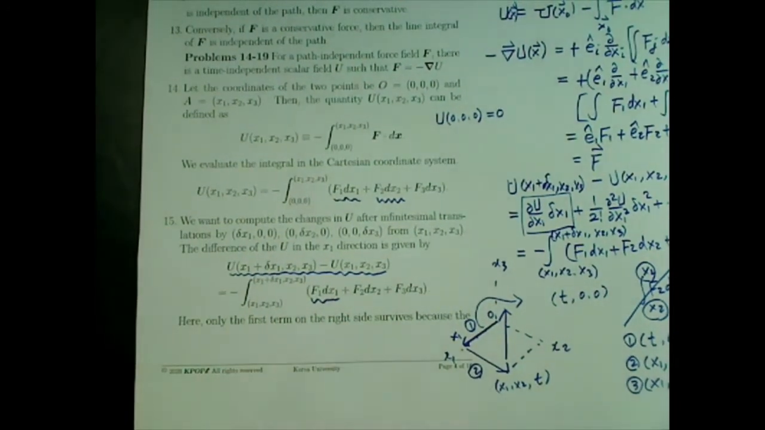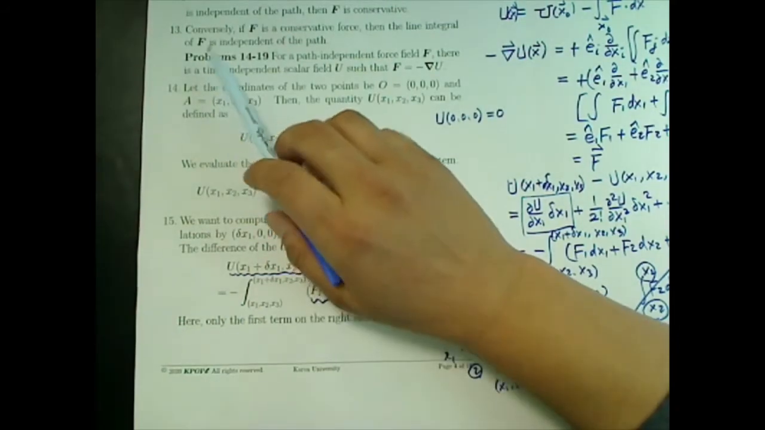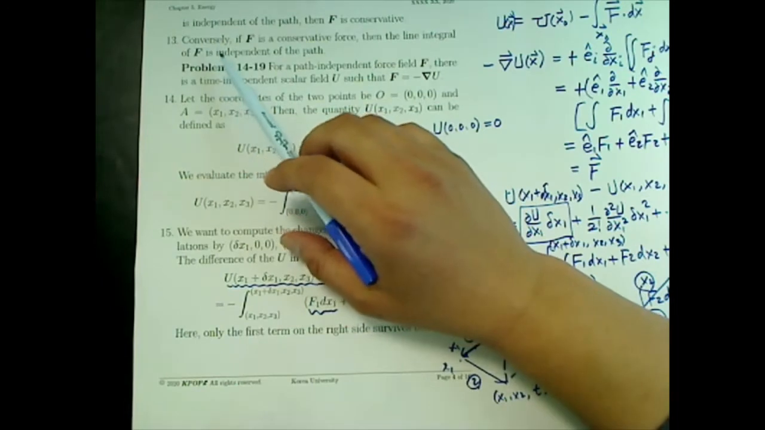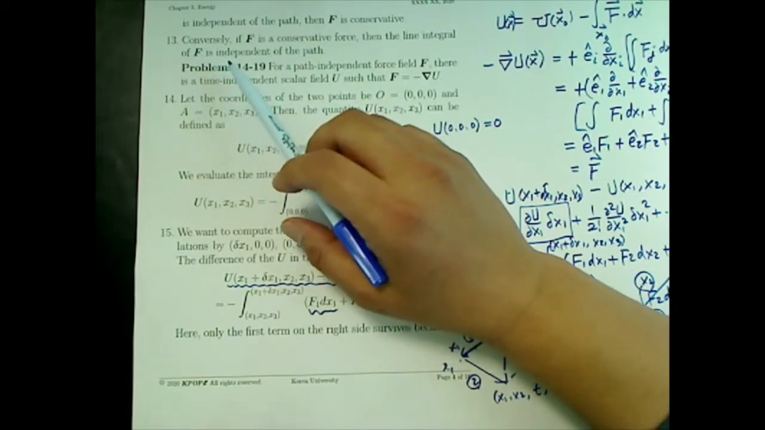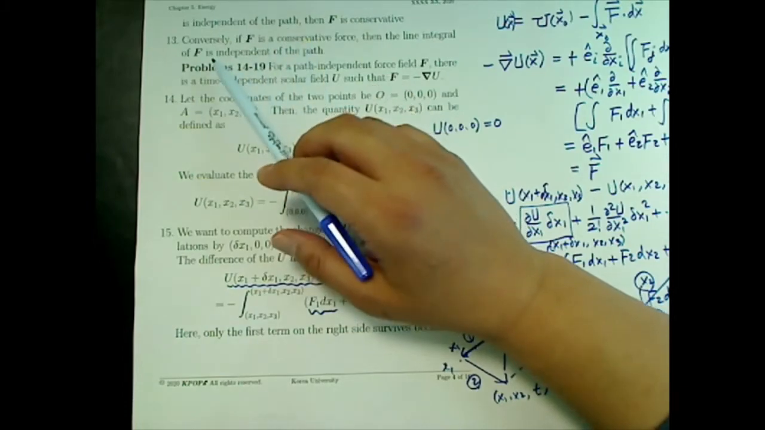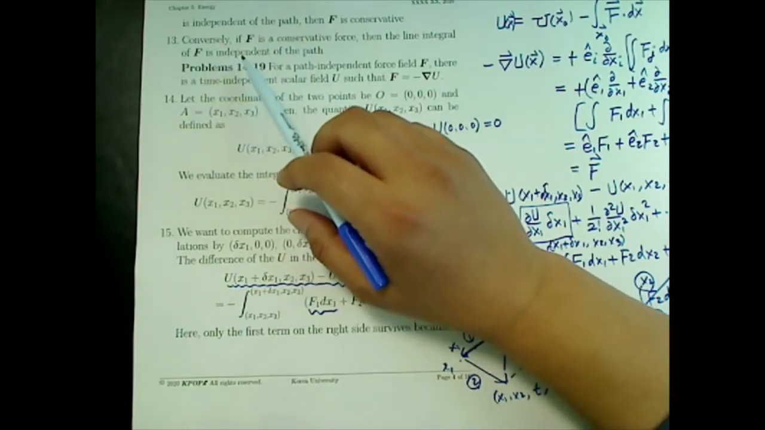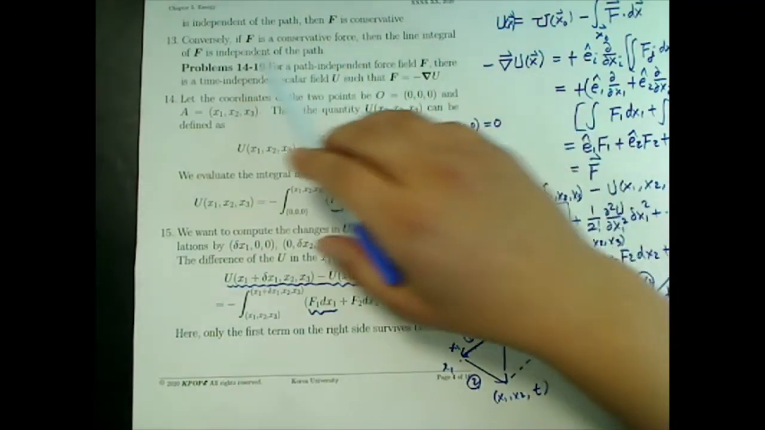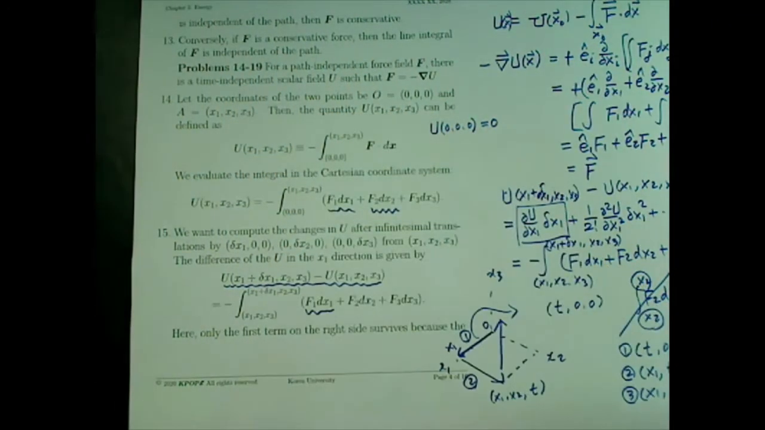Let's consider the case where a conservative force does work, but the contribution is independent of path. That's quite important. Conversely, if F is conservative, then the line integral of F is independent of the path.